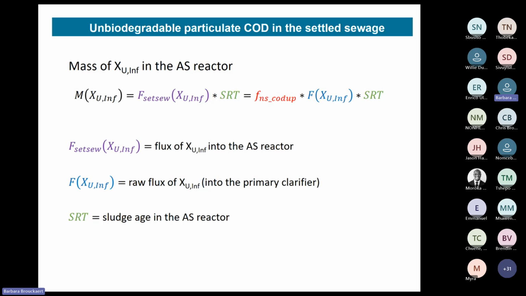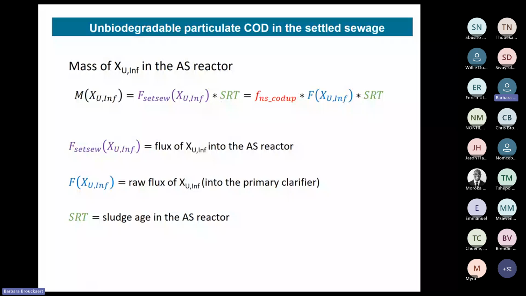However, if we look at the structure of the steady state model, we can see that the mass of the unbiodegradable influent particulates in the reactor is the product of the flux into the reactor, which is uncertain, and the sludge age, which is uncertain in this case as well.